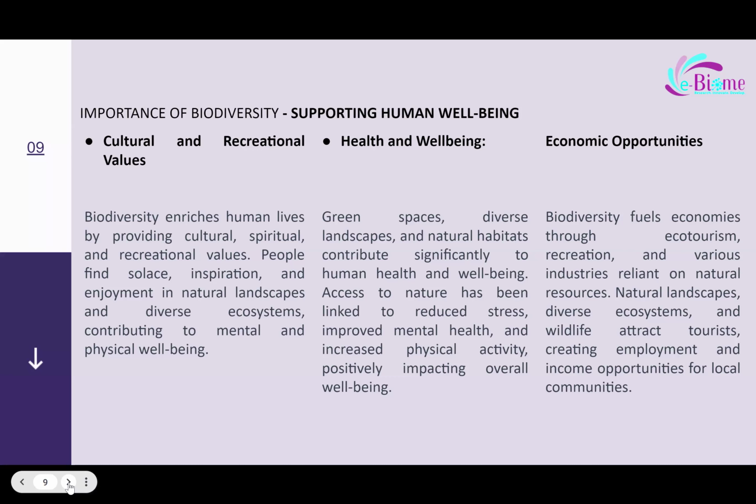We have economic opportunities. I think I explained this earlier on, but to add to it, biodiversity fuels economies through ecotourism, recreation, and various industries reliant on natural resources. Natural landscapes, diverse ecosystems, and wildlife attract tourists. And in Africa, this is very prominent, especially in Eastern, Central, and Southern Africa, where we have the national parks. You have the Kruger National Park, the Nairobi National Park, and all of that. People go there to see lions, zebras, rhinos, and the rest.